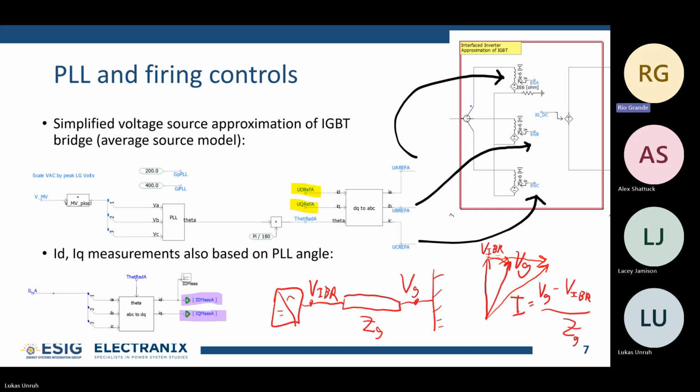That's why these current controllers have to be very fast. The current controller will move this V IBR phasor over this way so that the difference between the two phasors is small again, which limits the amount of current. This is an important concept to understand, especially when you start talking about grid forming versus grid following, which I'm not sure we're going to get to in this course, but it helps to understand that.